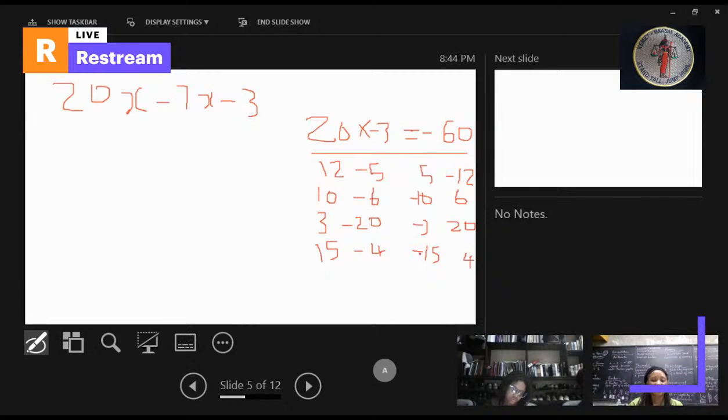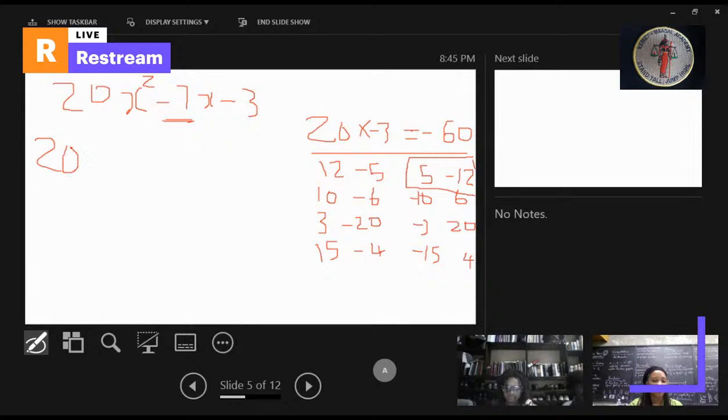Which of these add to give negative 7? Which of them, when you add them, give negative 7? It's negative 12 plus 5. Okay, 5. So we're going to replace the negative 7 with negative 12 and positive 5. I'm going to put the 5 closer to the 20 and the negative 12 closer to the negative 3.